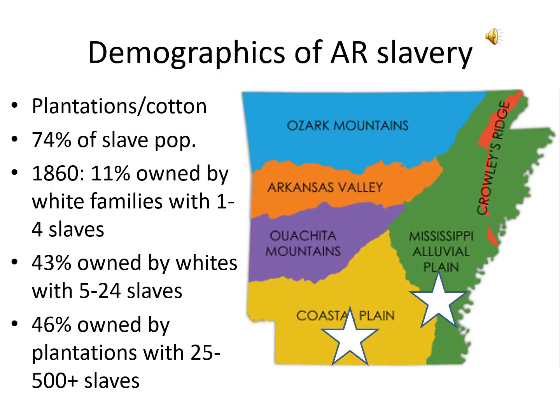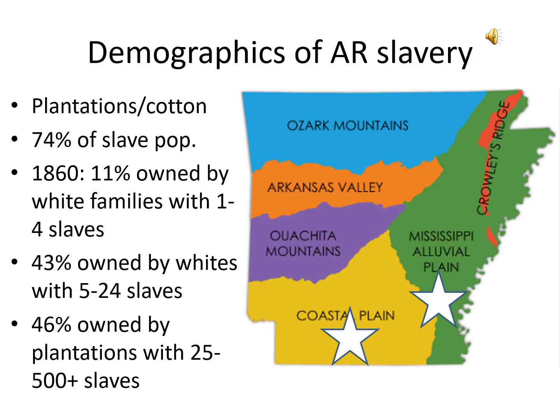I think I mentioned at the beginning of the semester that you would see this map a lot throughout the semester, and here we are with it again. Just to point out to you where the regions are and where slavery was at this particular time. It's obvious that plantations, specifically cotton plantations, had the largest slave population at any given time in the state. And those were found in the coastal plain and the Mississippi alluvial plain, the Delta. 74% of the slave population was located in those two areas.